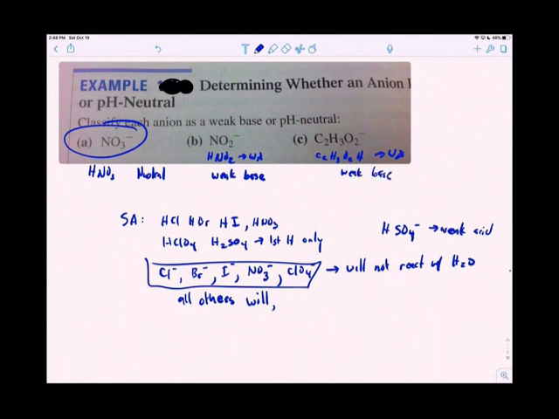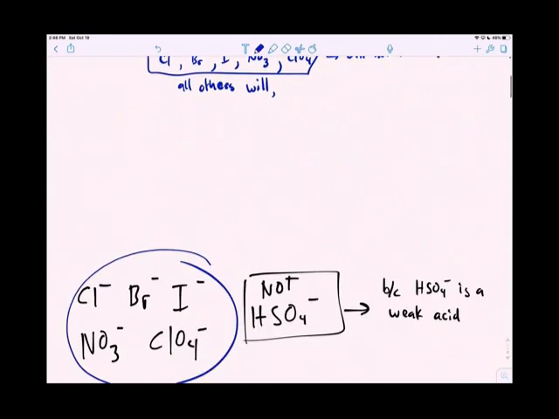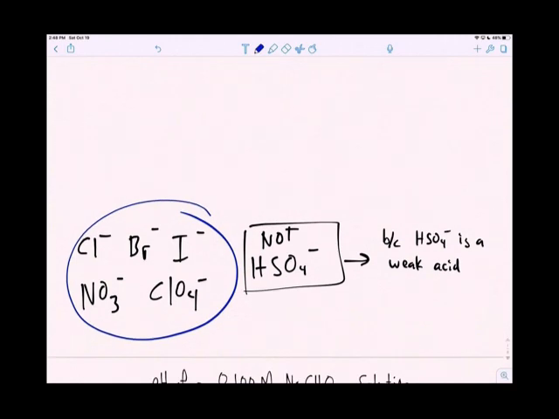Again, the logic for this is the anions, the conjugate bases of HCl, HBr, HI, HNO3, and HClO4, are all neutral with respect to water, with the exception of HSO4, because that's a weak acid. So everything else, the only ones that are neutral are these here that are circled. Everything else, at least for an acid, is going to be a weak base, with the exception of bisulfate, because that's a weak acid.